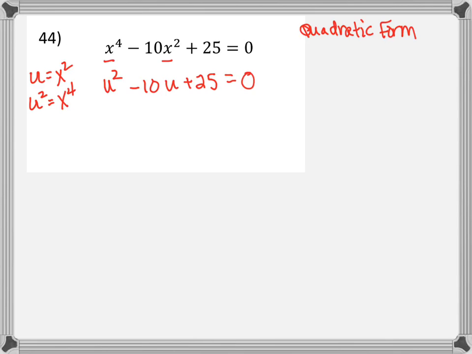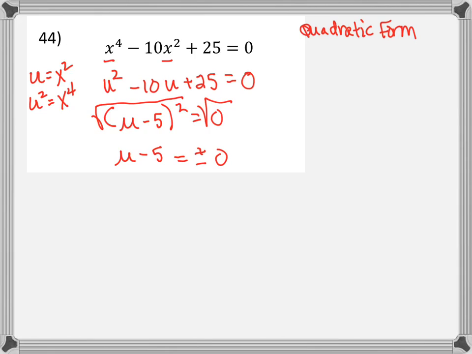And now this looks like a normal quadratic equation. This one factors. It's a perfect square. So I can factor it to u minus 5 quantity squared equals 0. I can take the square root of both sides. u minus 5 equals plus or minus 0. But plus or minus 0 is the same thing, so we don't really need the plus or minus here. To get u by itself, I will add 5 to both sides.